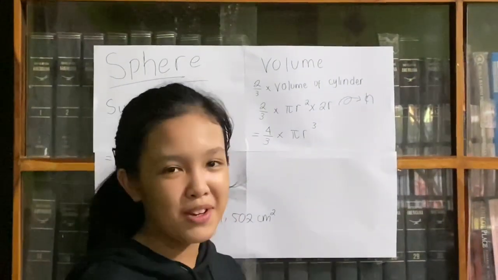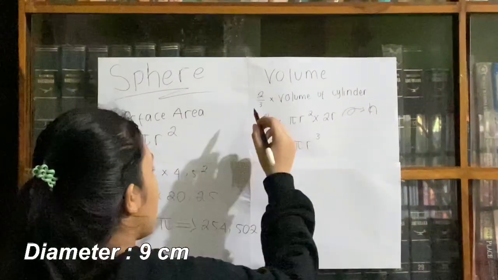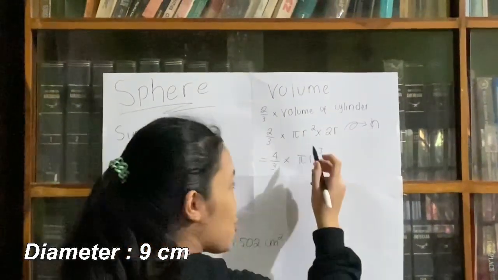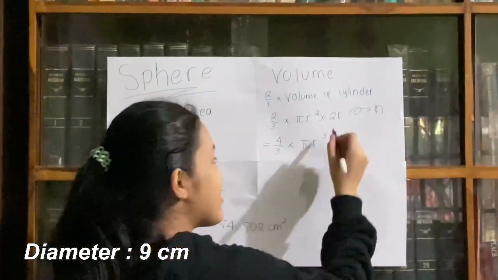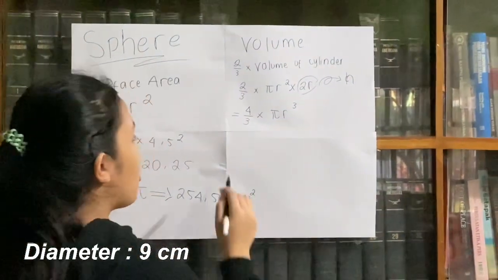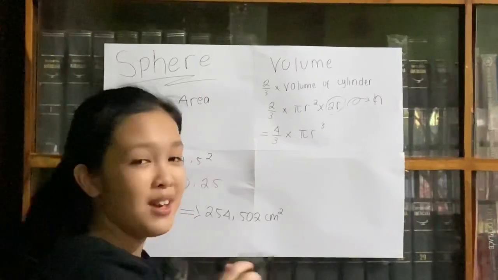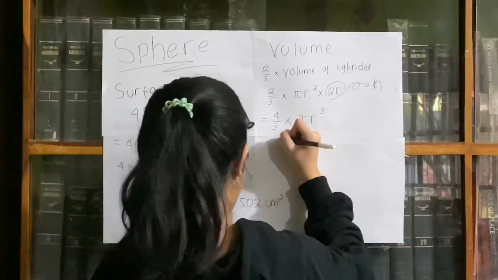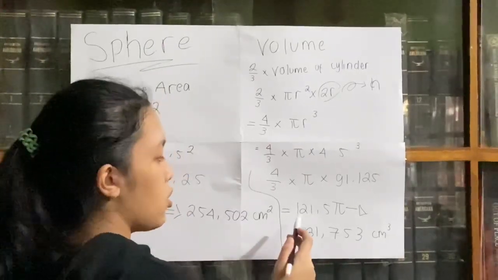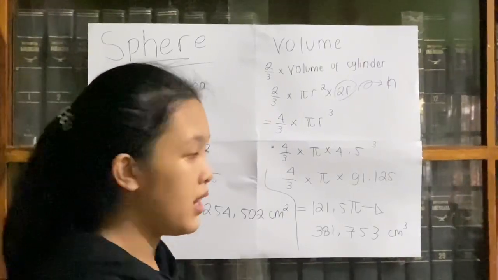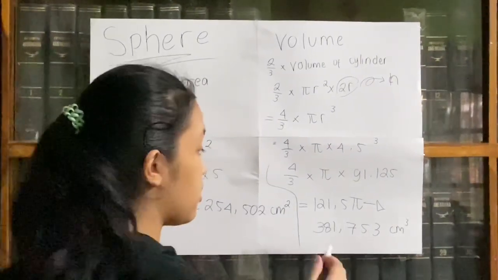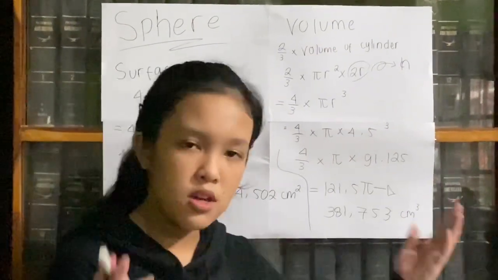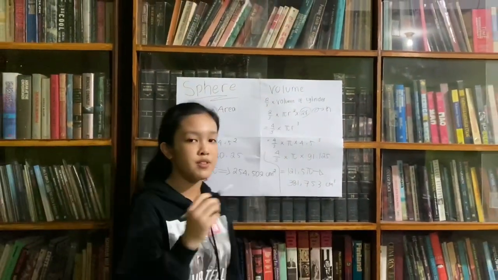Okay, so to find the volume of a sphere, the formula is 2/3 times the volume of a cylinder. As we know, the volume of a cylinder is πr squared times height, and these two r's represent the height. So we will get 4/3 times πr cubed, and then we will just calculate. After we calculate it, we will get 121.5π, and then we multiply it by 3.14, we will get 381.753 cm cubed. And that's how you find the surface area and the volume of a sphere.